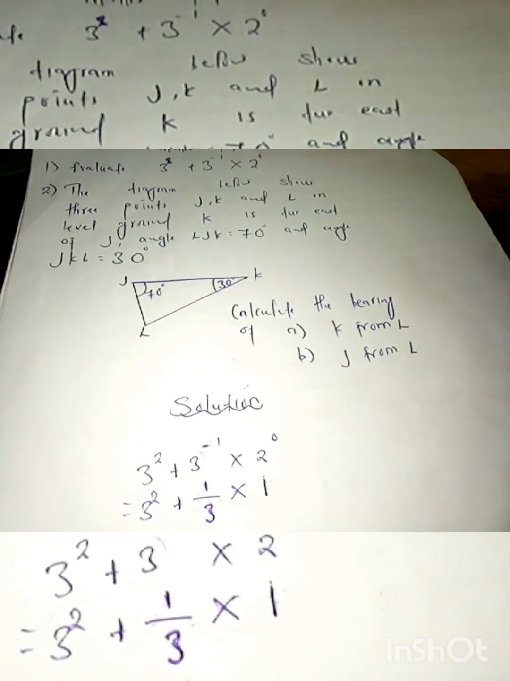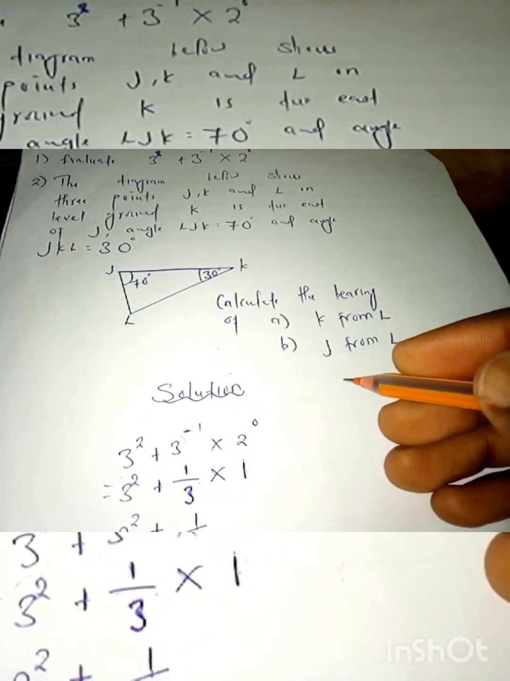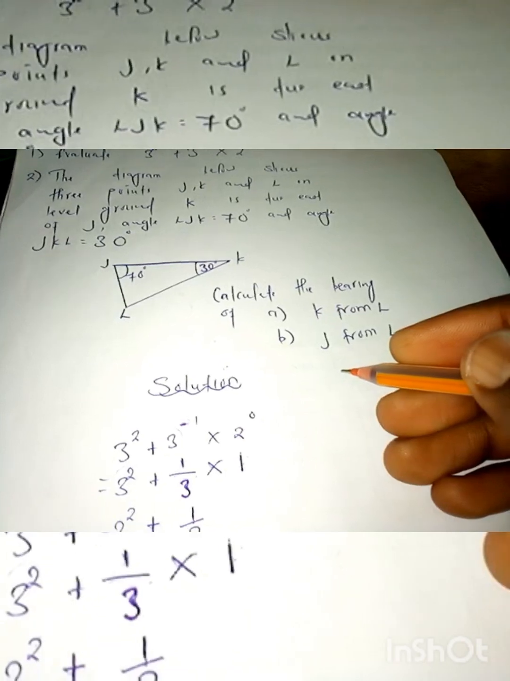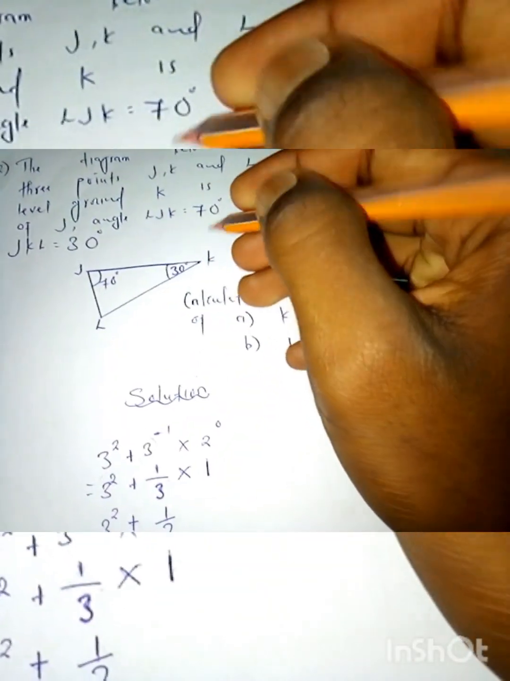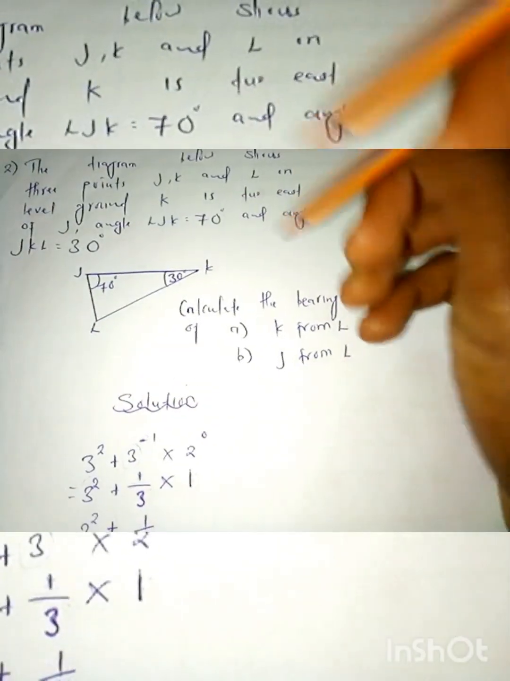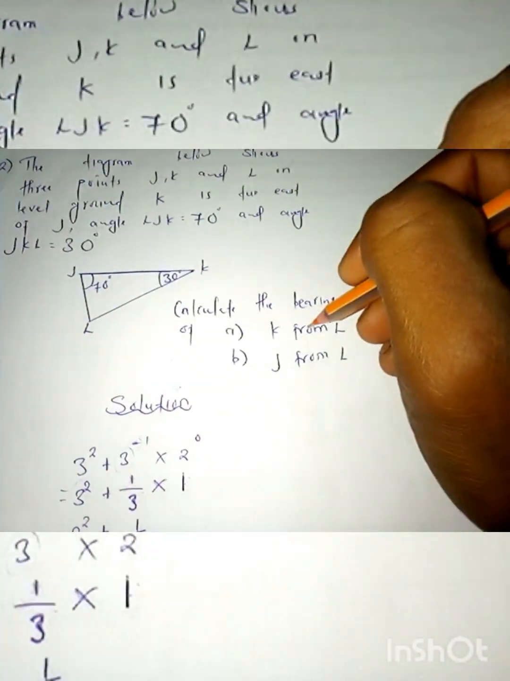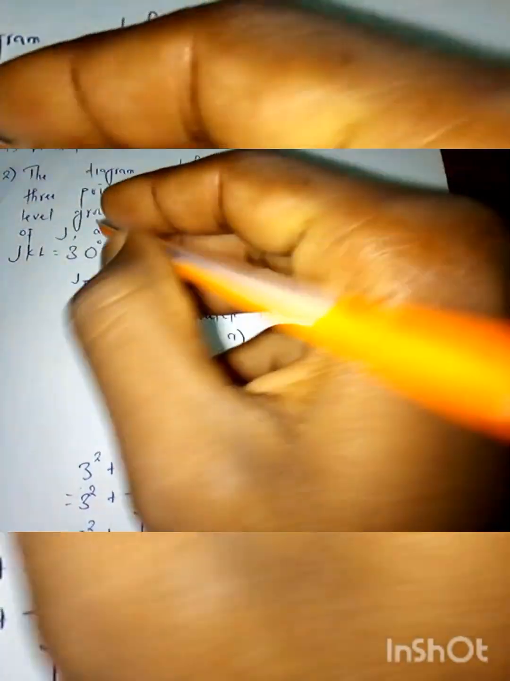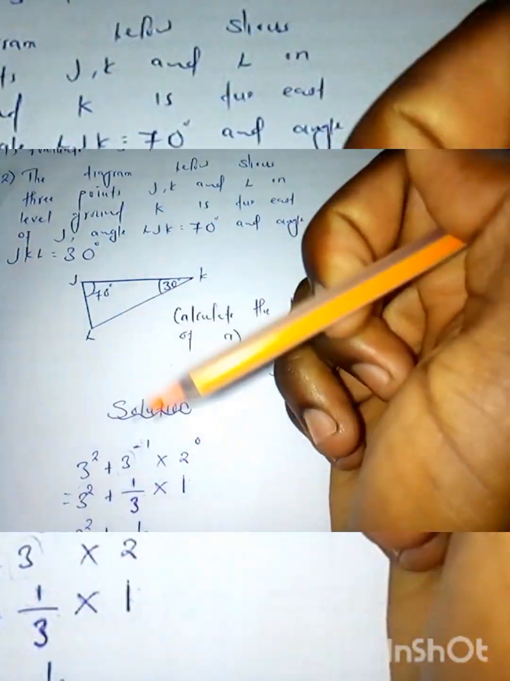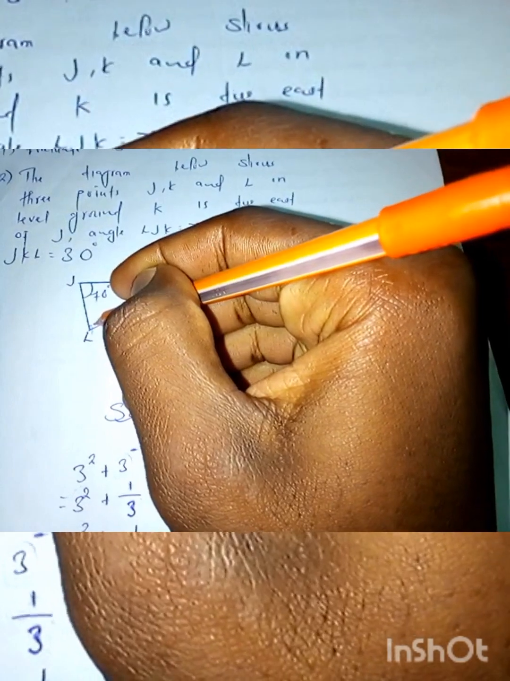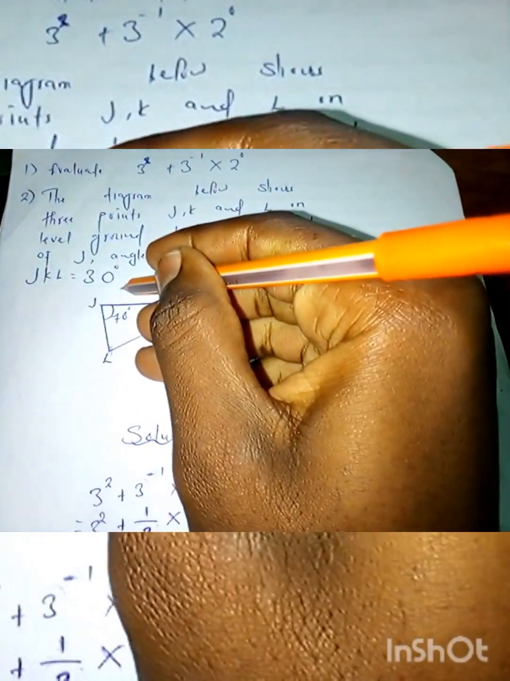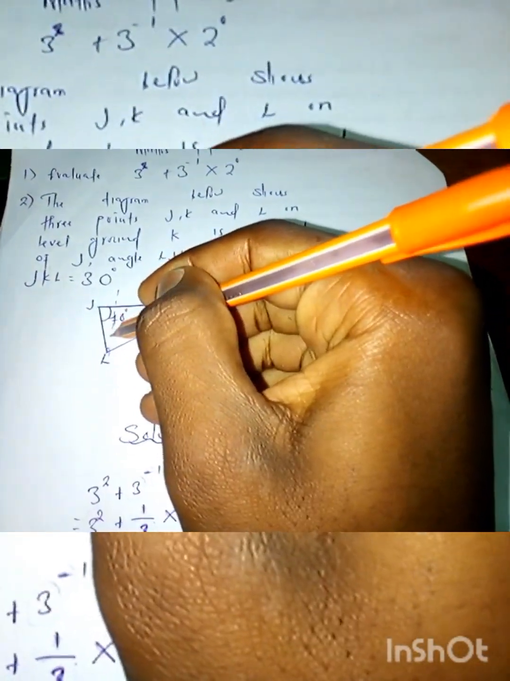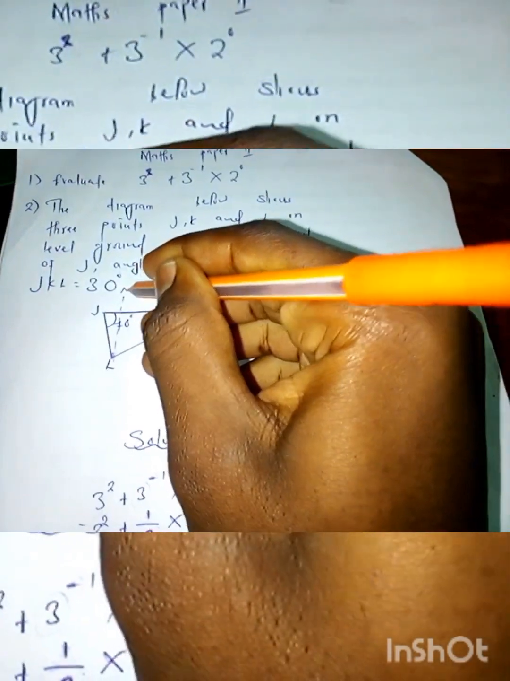Let's start by calculating A first. Calculate the bearing of K from L. So where is K? K is here. What they want us to find is the bearing of K from L. Where is L? L is here. So to calculate the bearing of K from L, we are going to draw a north here on L, like this.